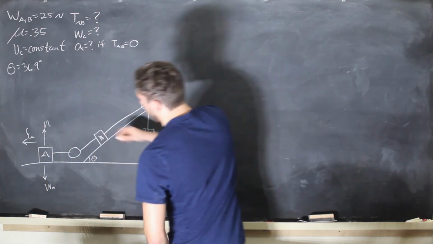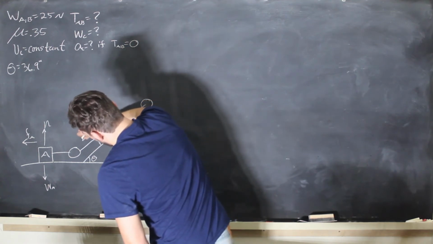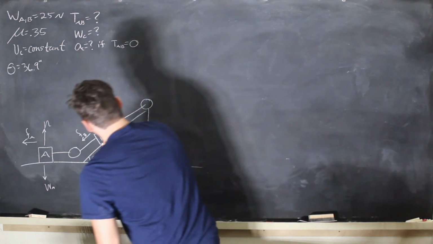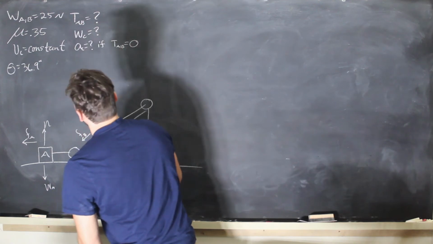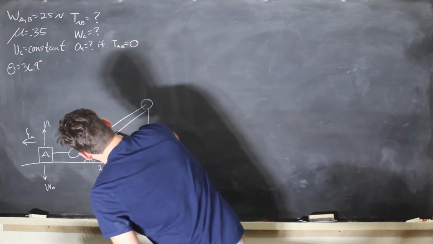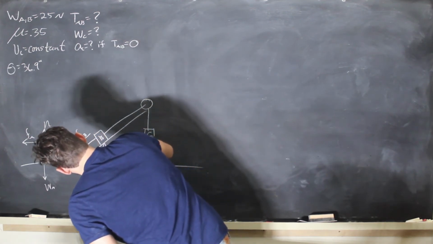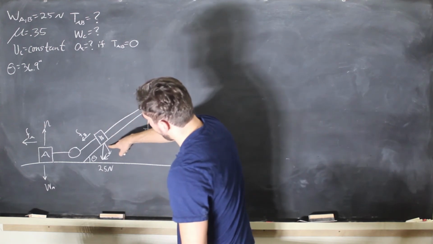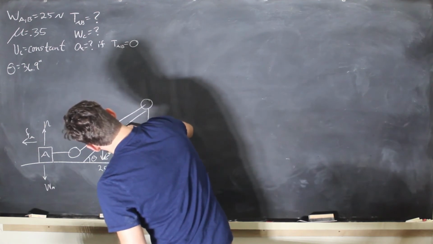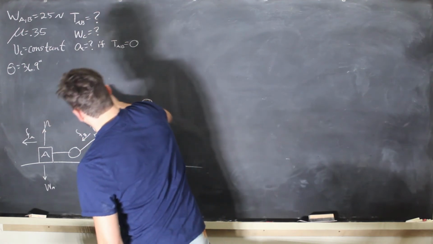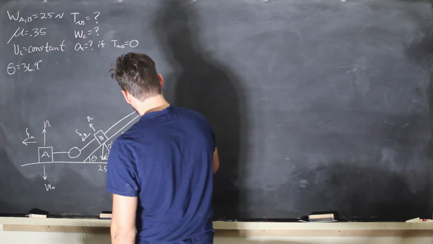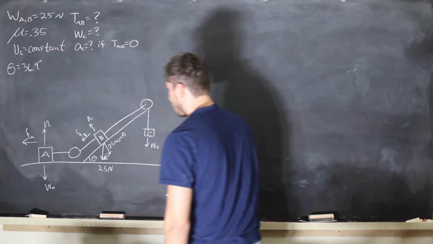Now let's look at mass B. We know that the force of friction for B is going to be going this direction. So first we need to find the normal force for B. We know that the weight down is 25 newtons, which means that when we do the components here, this perpendicular force is going to be 25 newtons cosine theta, which gives us our N. And of course, this is weight C.